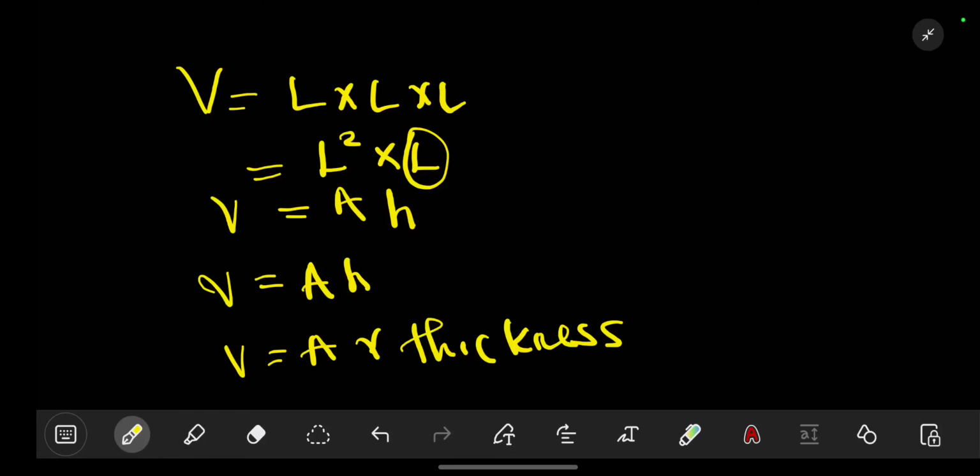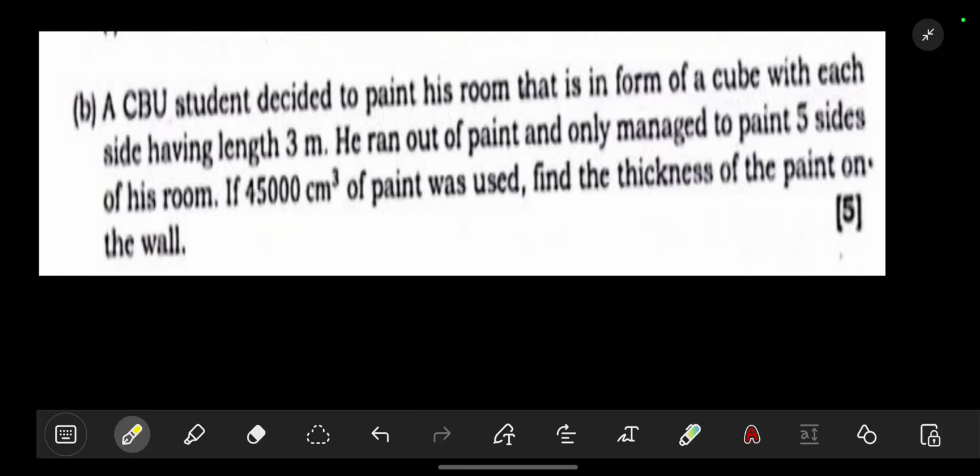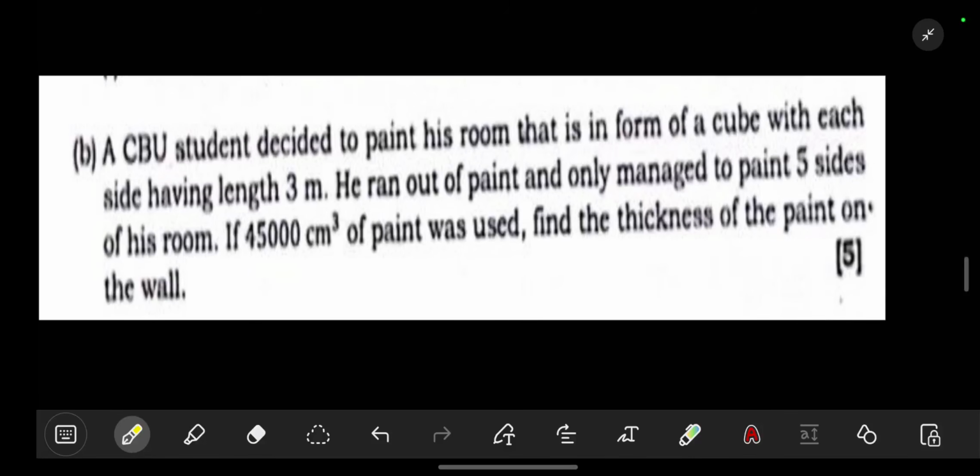Let's look at the problem now. So if we have a CBU student who decides to paint a room that is in the form of a cube, with each side having the length of 3 meters. He ran out of paint and only managed to paint 5 sides of his room. If 45,000 cubic centimeters of paint was used, find the thickness. So we know to say volume is equal to area times our thickness.